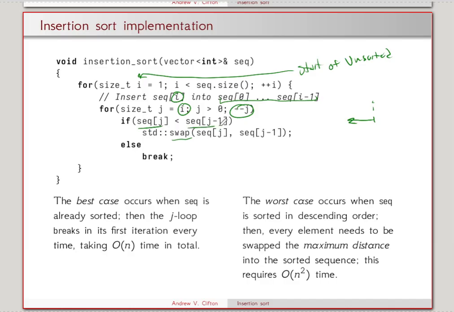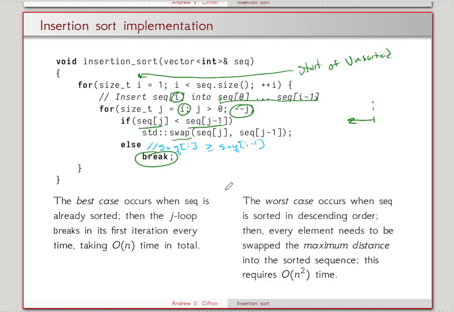If the jth value is less than the value before it, this is like a reverse compare and swap from bubble sort here. Then I swap them. But if it's greater than or equal to, that's what the else part here means: the jth value is greater than or equal to the value before it, which is what we want. That's what it looks like when it's sorted. Then we break. That means we've dragged the thing down to the correct position there, so I can stop.